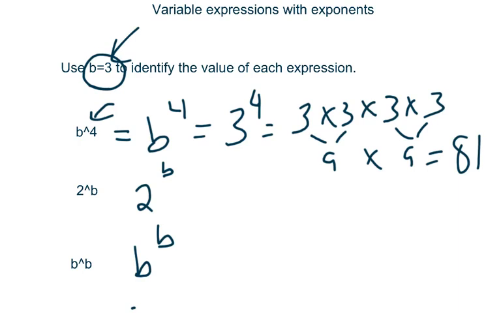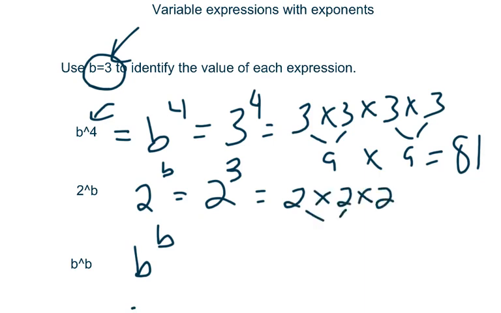Next problem, you have 2 to the b power. What that means is you have 2, and when you see a b, you put the number 3. So you have 2 to the 3rd power. That means you have 2 times 2 times 2. When you go 2 times 2, that gives you 4. Times 2 more gives you 8.